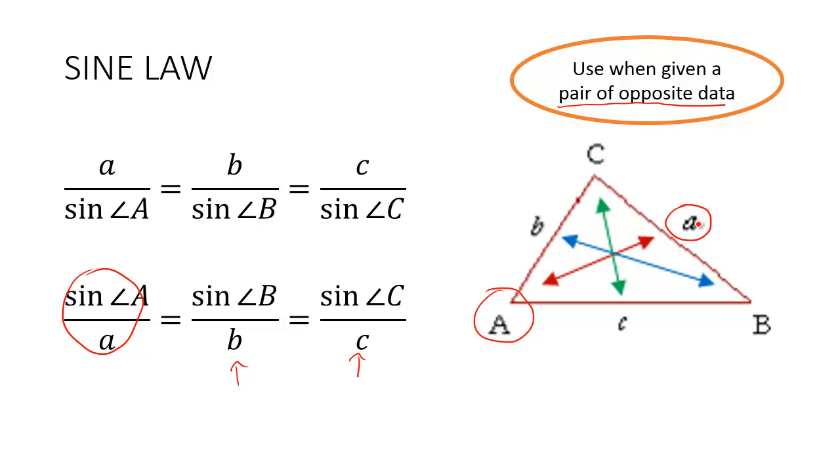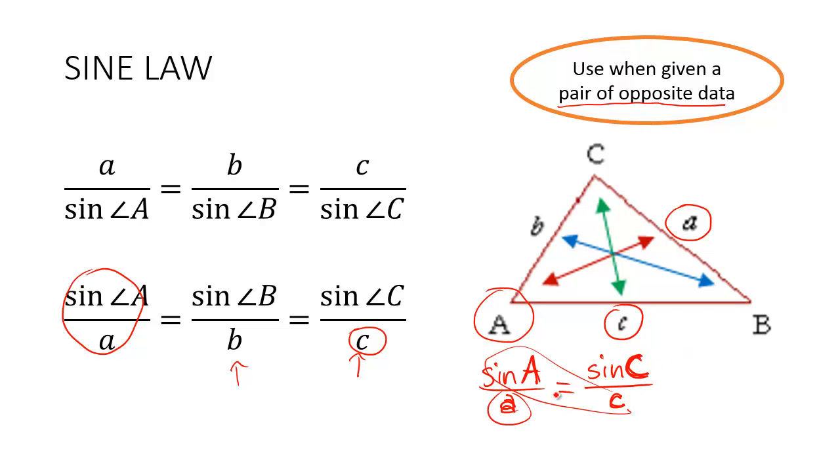So say you know A, you know little a, and say you also know C, so side c. If you're given that, then you could set up the proportion of sine A to little a is equal to sine C to c. And since you know c, you know A, you know little a, all you need to find is this C. So then you can cross multiply and divide and solve for sine C. You'll have some number, and then you can find the sine inverse, and you'll find what angle C is. So let's take a look at some examples of that.